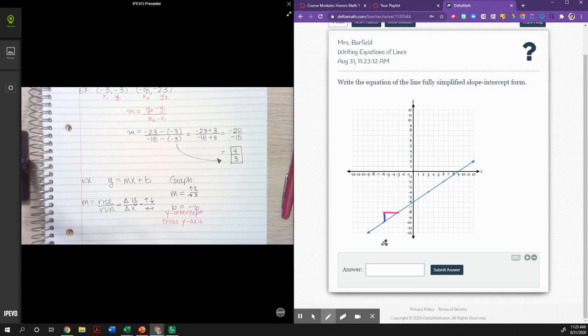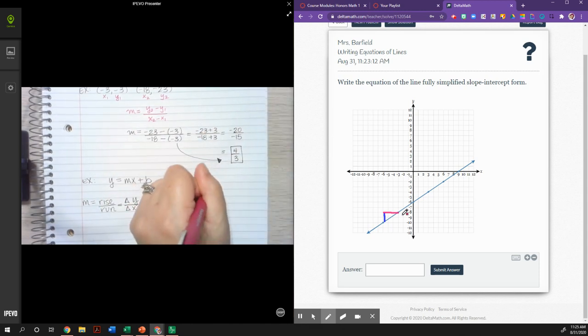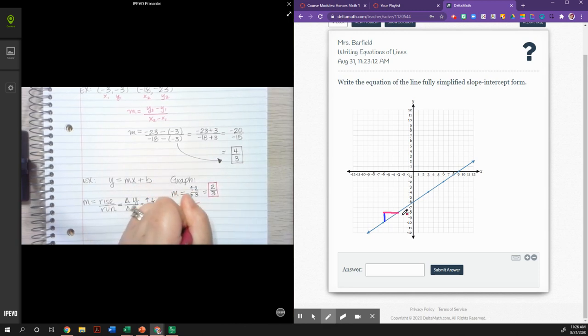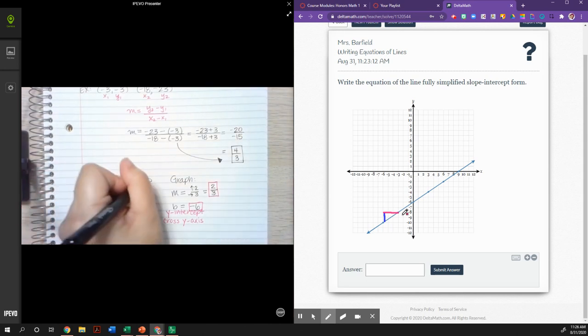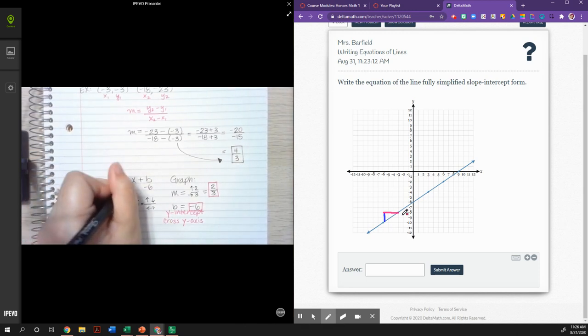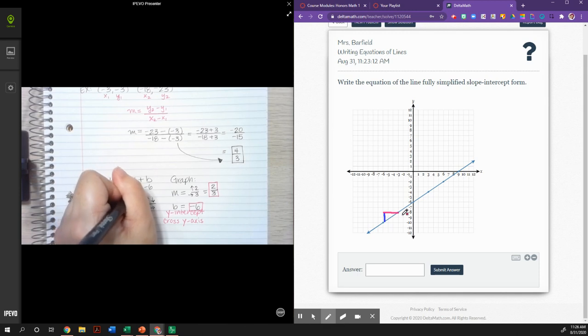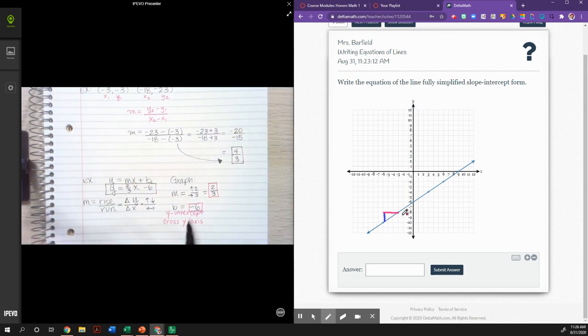Okay. All right. So since I went up 2, that's a positive 2. And since I went to the right, that is also positive. So 3. So there's my slope and my y-intercept. And now I plug it into y equals mx plus b. So m is 2/3 and b is -6. So now I just fill it in. Y equals 2/3 times x minus 6.